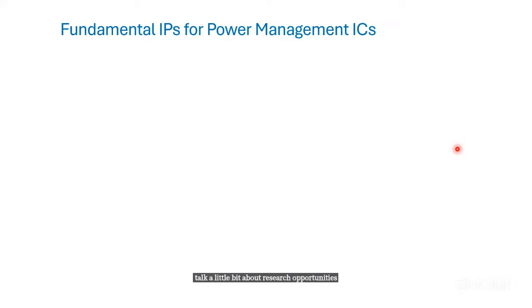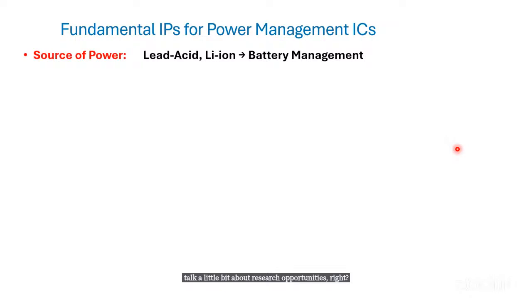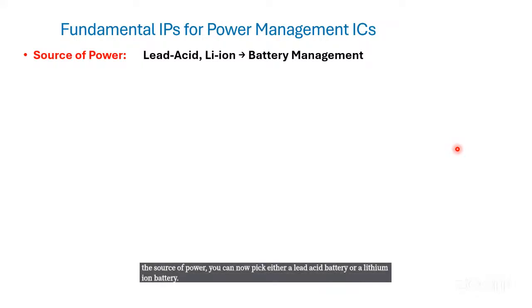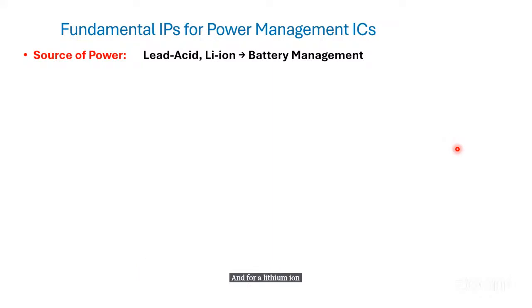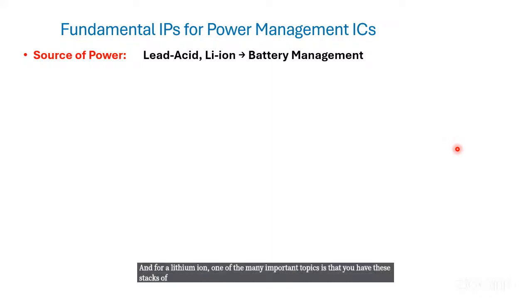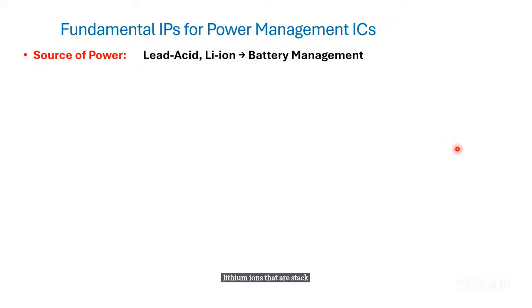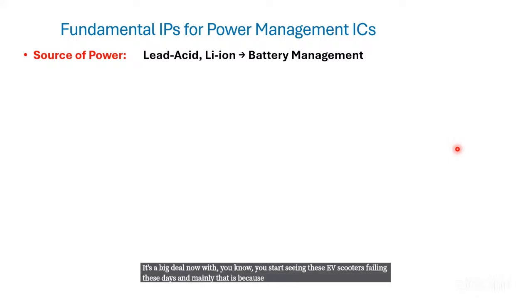For this, mainly from a power management perspective, for the source of power you can pick either a lead acid battery or a lithium ion battery. And for lithium ion, one of the many important topics is that you have these stacks of lithium ions that are stacked to generate 300 volts or 100 volts. You would have seen it's a big deal now, as you start seeing these EV scooters failing these days, and mainly that is because the battery management is not good.